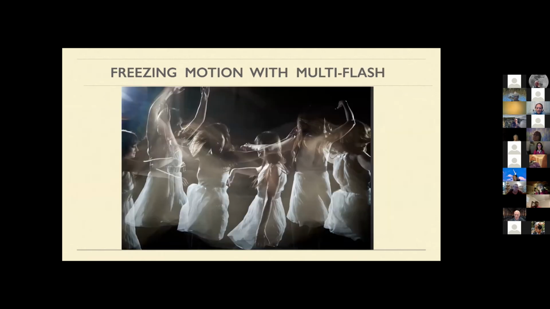Another area is freezing motion with multiple flash. In this case, the sensor is left open in a dark room, and the flash strobe fires multiple times, and you get creative images like this showing motion.